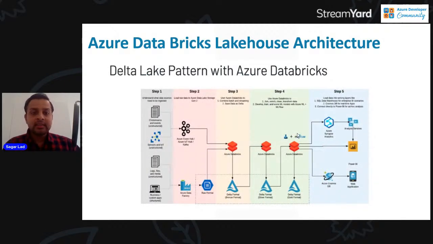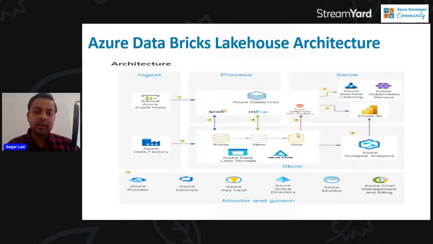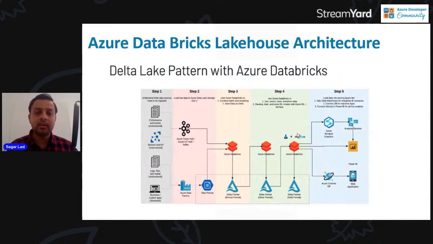Then yeah, this is another pattern. In this pattern, in a generic way, we covered how we can create a batch and near real-time pattern. But as I mentioned earlier, we also have Delta Lake, which is an open source format to store the data, and it has its own benefits. So this is another pattern. If you want to implement the Delta Lake pattern with Databricks, then we can follow this approach.